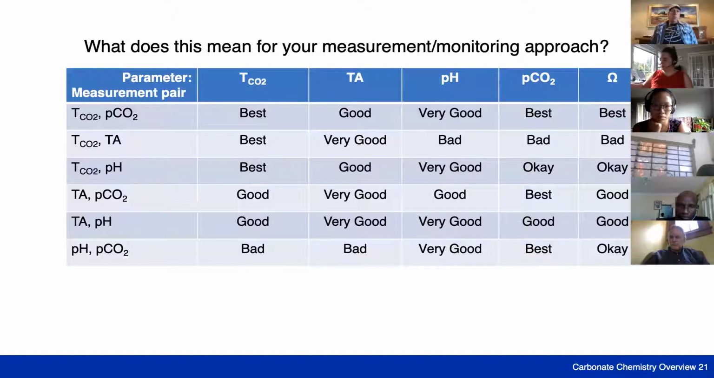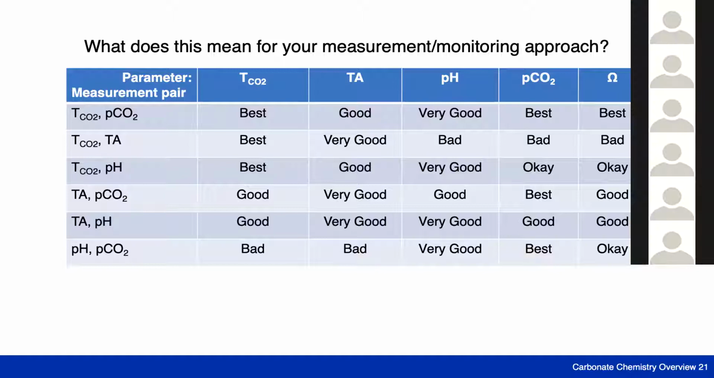And I won't go through this table in detail, but in order for you to constrain the carbonate system, you need to make 2 measurements of the carbonate system chemistry in addition to your temperature and salinity. There are 4 measurable parameters, which means there are 6 combinations. And depending on what you want to know, some parameters are extremely useful. If you want to know total CO2, measuring total CO2 is the best way to do it. If you want to know PCO2, measuring PCO2 is the best way to do it.